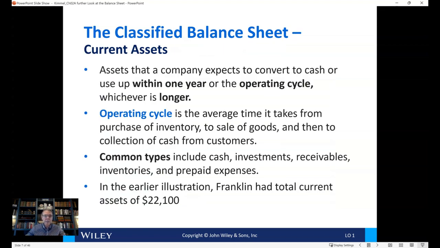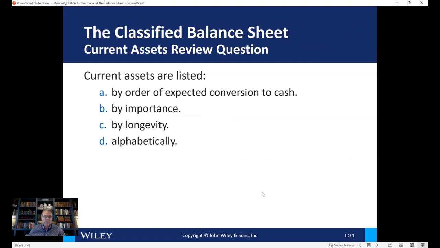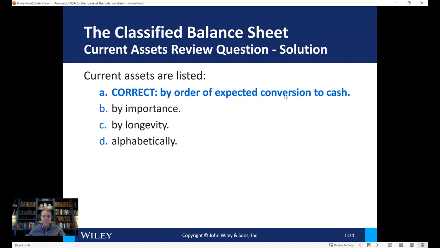So again, current assets operating cycle is the average time it takes from purchase of inventory to sale of goods and then to collection of cash from customers. Most companies, again, are going to be on a year. Here you see the common types. In the earlier illustration, Franklin had total current assets of 22,100. So current assets are listed by how much? By order of expected conversion to cash.